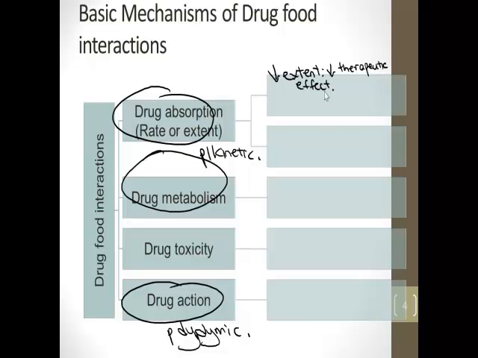Or sometimes a patient can eat food that decreases the rate of absorption. And what happens when the rate of absorption is decreased? It basically just takes longer, so it's slower for the effects to be met. So, slower onset of effects.